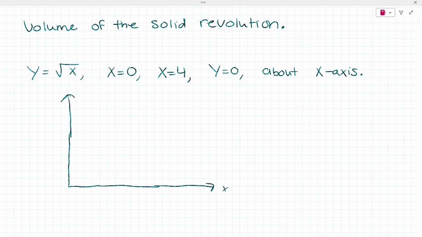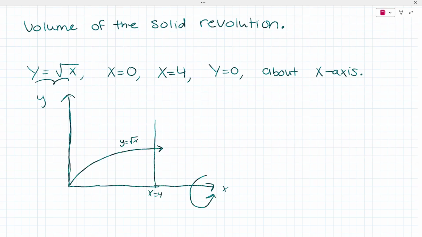Here's your x, and here's your y. So what does y equals square root of x look like? It looks like the square root graph, right? What does x equals 0 look like? That looks like this. What does x equals 4 look like? Let's pretend this is not to scale, but let's pretend this is 4 right here. And it says we are revolving about the x-axis. So here's the x-axis, we're revolving around here.